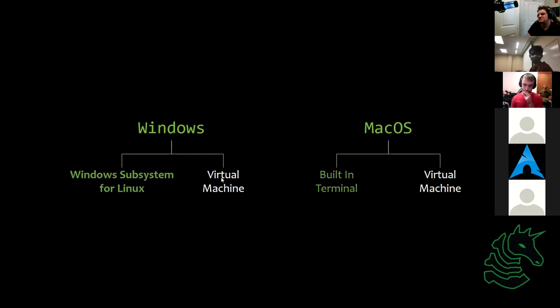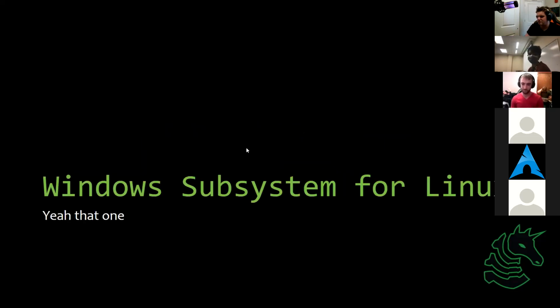So we've got Windows Subsystem for Linux and the built-in terminal. We're going to cover that one. We're going to cover Windows Subsystem for Linux, and we're going to teach everyone how to install WSL1, not the new one, WSL2. We're just doing the first Windows Subsystem for Linux.